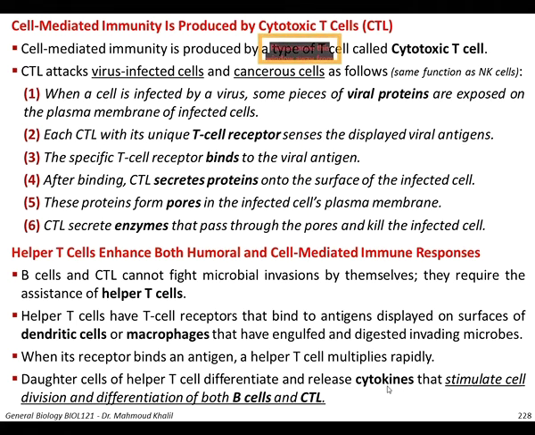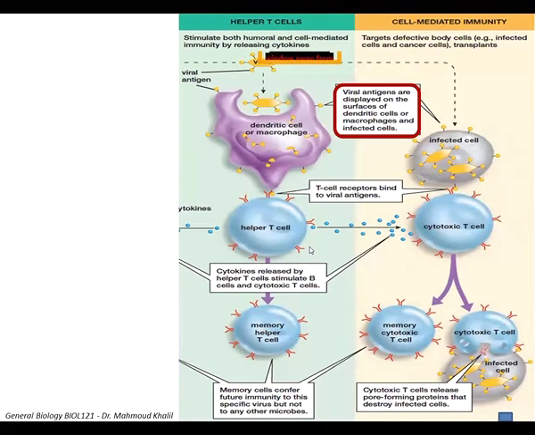So the cytokines come from the helper T cells, and the helper T cells need to identify the antigen displayed on the surface of a dendritic cell or macrophage. And these dendritic cells and macrophages are the first line who engulf this bacteria, for example, and display a part of the antigen on the surface. So here you can see a summary of all this process.